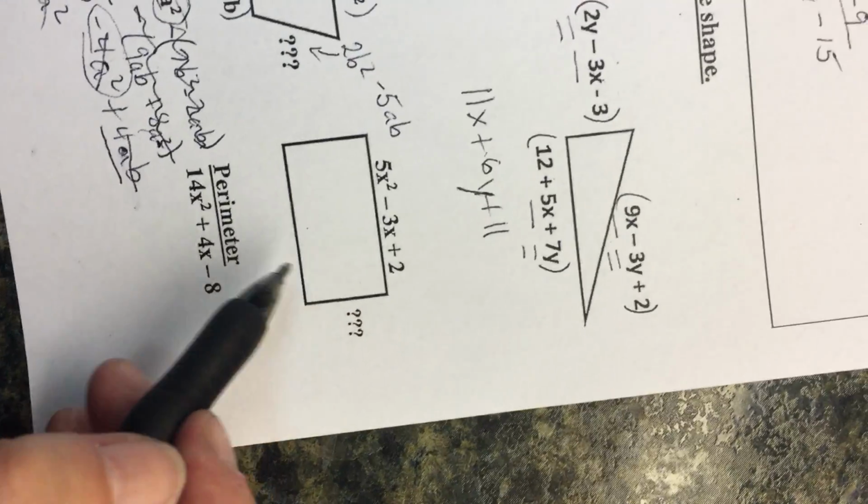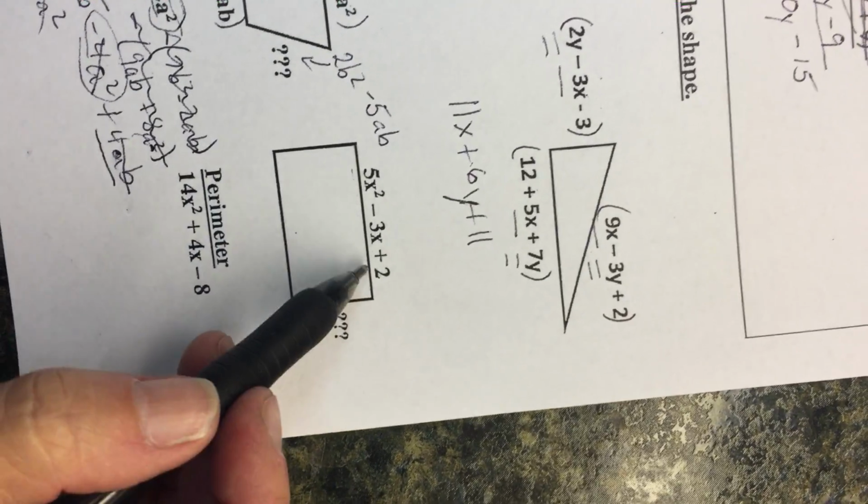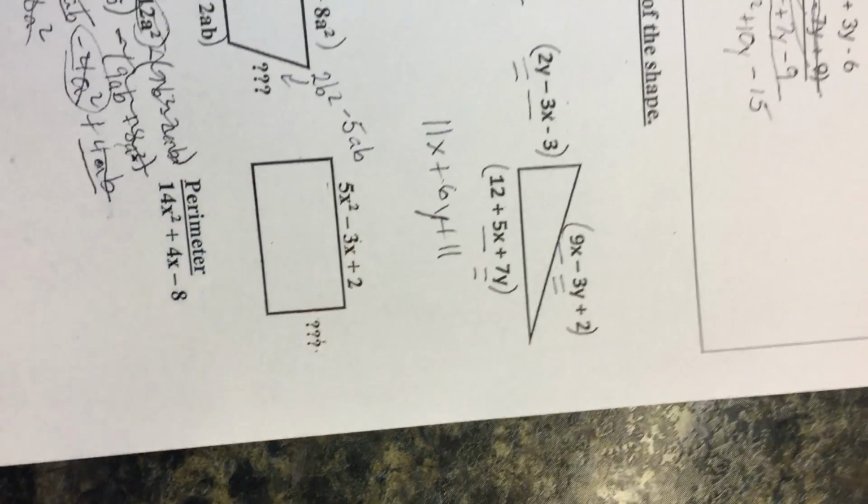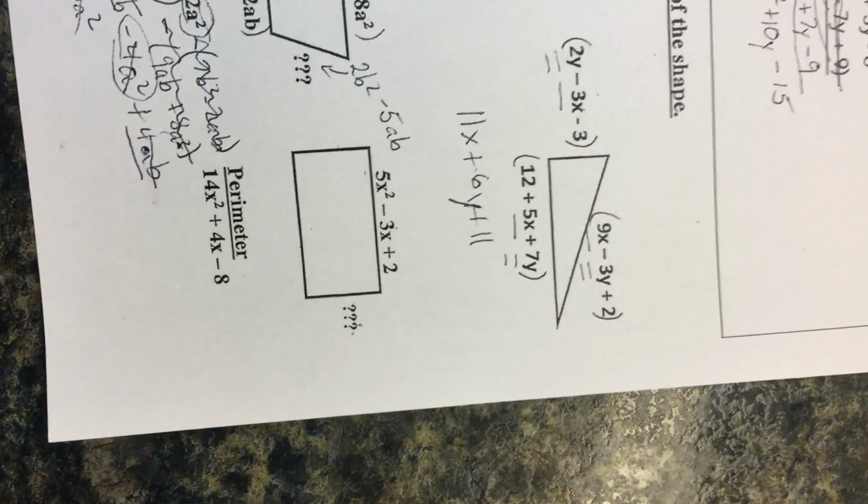Now the last one is a challenge, so I'm going to leave this. They give you the perimeter and they give you one side, and you're still trying to find the side over here. But remember, to find perimeter, you add all four together. So I'm going to leave that as a challenge in case you want to do the challenge one.